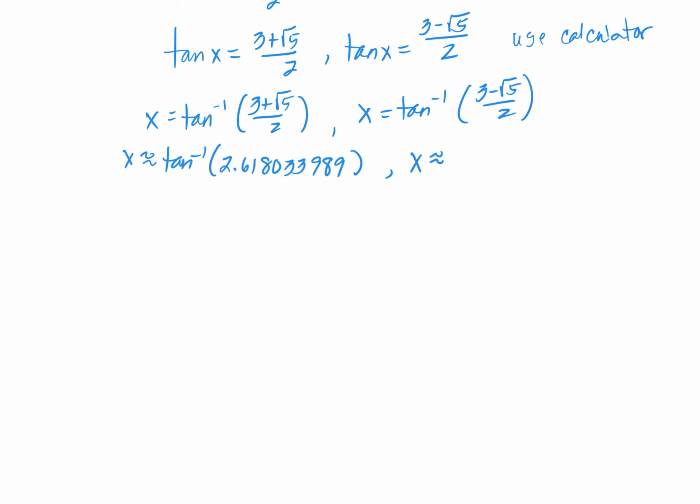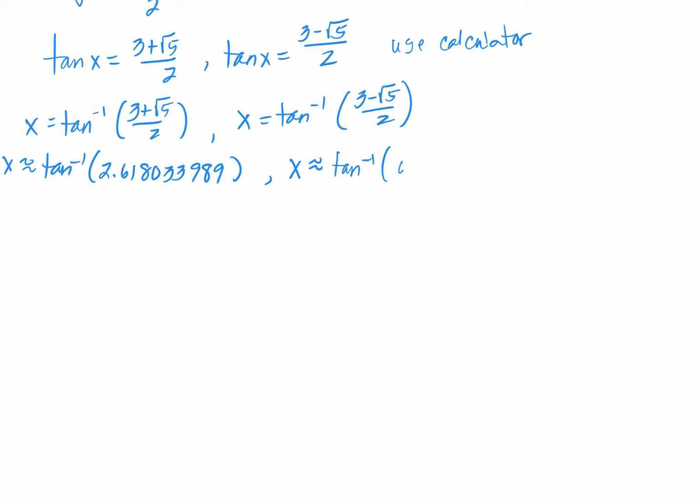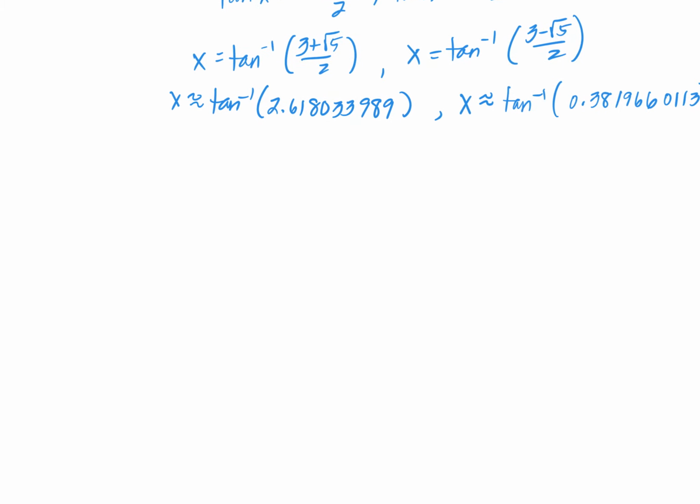When I look at the 3 minus square root of 5 over 2, that's also going to be positive. It's a small number, but it's still positive. It's 0.3819660113. So for that particular value of x, I'm going to have 2 solutions as well, one in quadrant 1 and one in quadrant 3. When I put this in a calculator, I get x is approximately equal to 1.205932499.